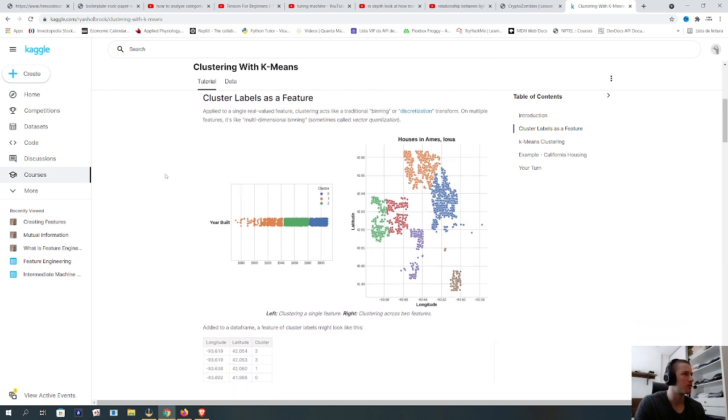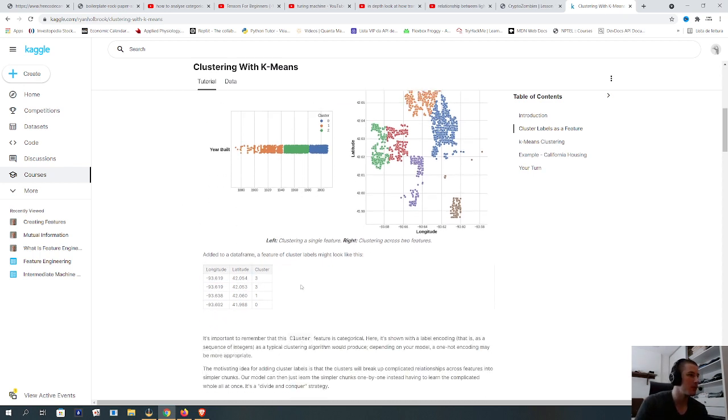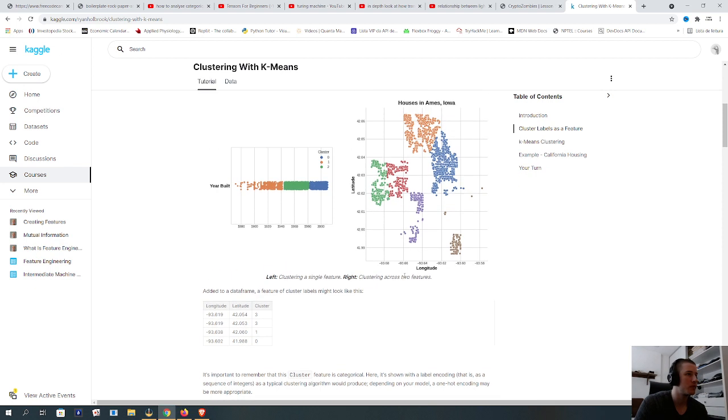Cluster labels as a feature. Applied to a single real-valued feature, clustering acts like a traditional binning or discretization transform. On multiple features, it's like multidimensional binning, sometimes called vector quantization. Left, clustering a single feature; right, clustering across two features. Added to a data frame, a feature of cluster labels might look like this.